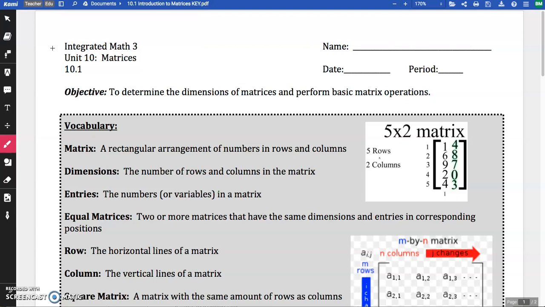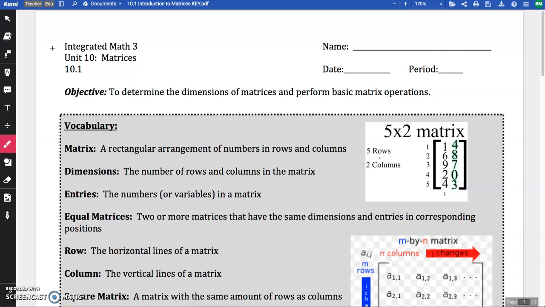We're looking at matrices in this unit and there's a lot of vocabulary on this page. We're not going to read necessarily every single word on the page, but we'll talk about a lot of these vocab terms. But basically, matrices are just an array of numbers. They're a way to organize numbers so that we can work with them a little bit easier.